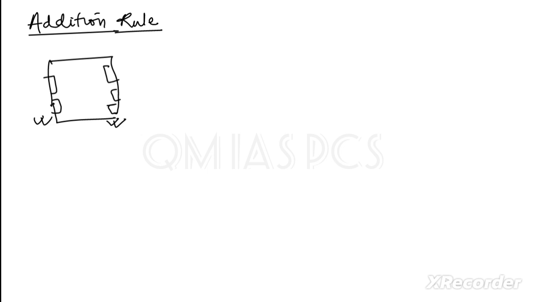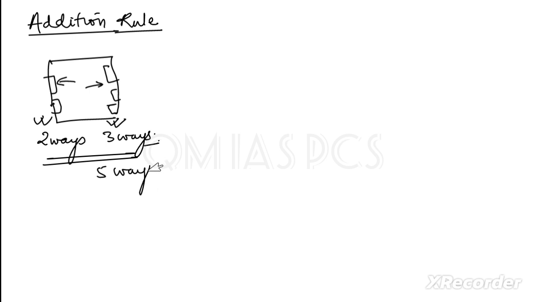So here the work of going out through the doors on one side can be done in 2 ways. From this side he can go through 2 ways, and from this side he can go through 3 ways. So that work can be done in a total of 2 plus 3, that is 5 ways. It is easy, understood? So like this we have to understand what the multiplication rule is and what the addition rule is.